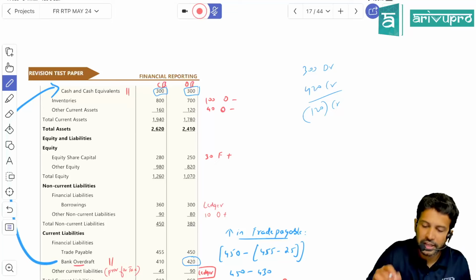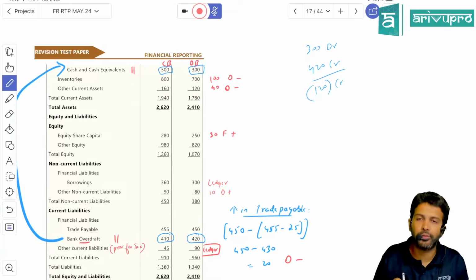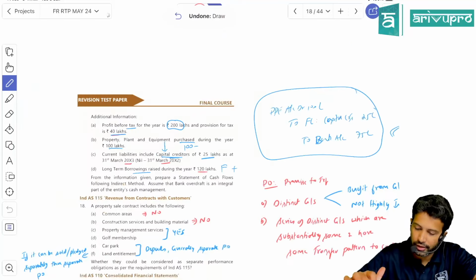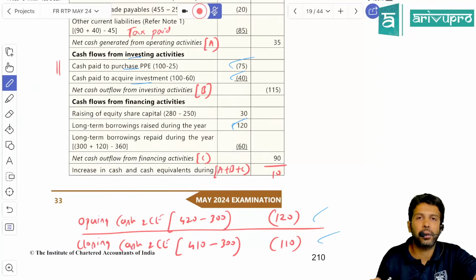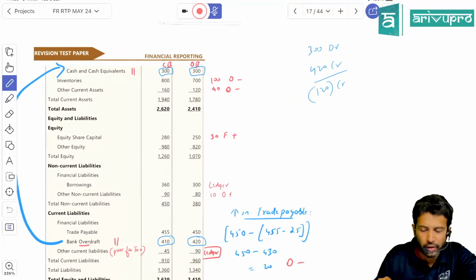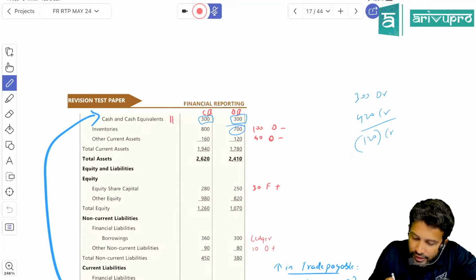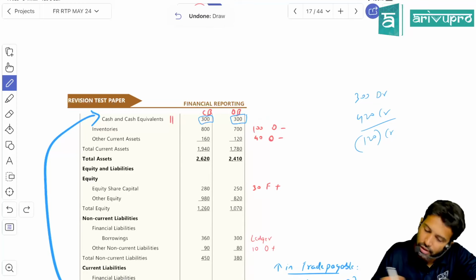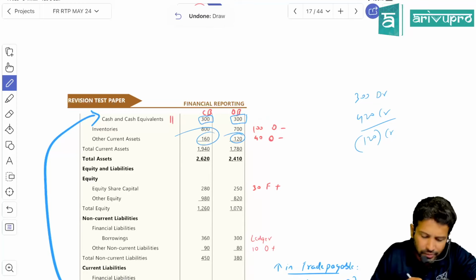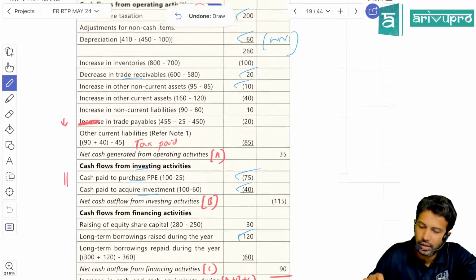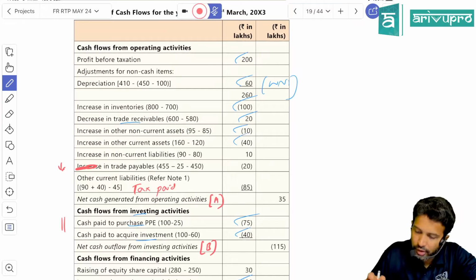So closing cash balance is 300, overdraft balance is 410. From 300, if you do minus 410, you'll get 110. So 110 is the negative cash and cash equivalent balance at year end. Okay, this is one adjustment. Do not forget this. Then inventory. 700 has become 800, so increase in current asset means minus, so this has to be reduced. Other current assets also same thing. 120 has become 160, so increase means minus. 140, both they have minus. Check. This is your 100, this is your 40, both they have deducted.